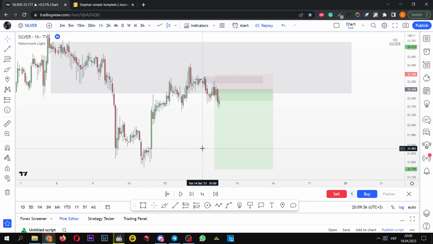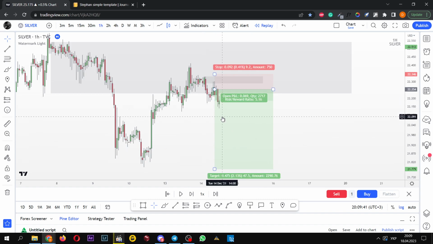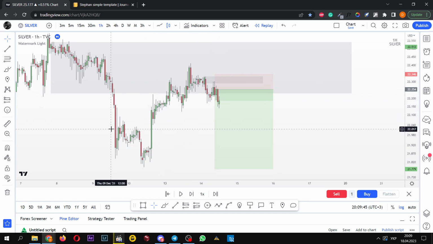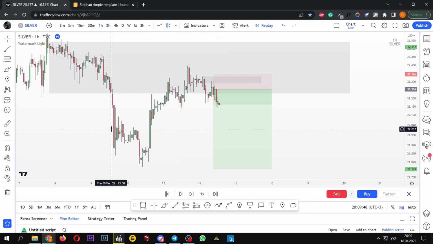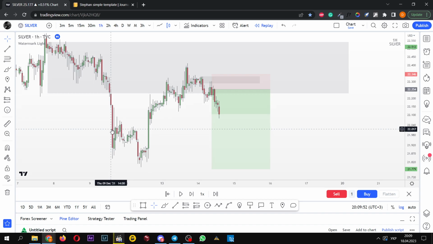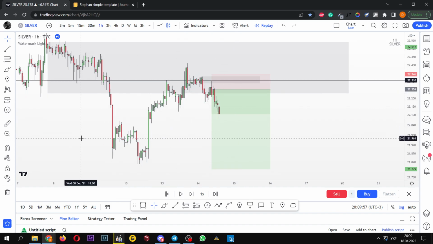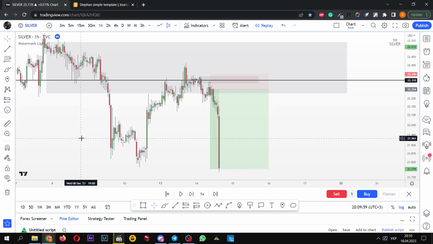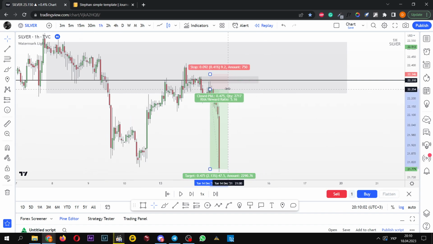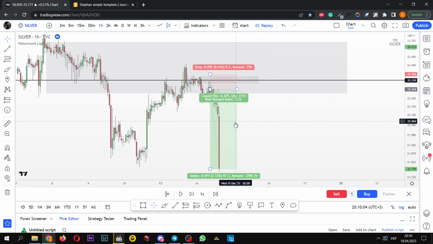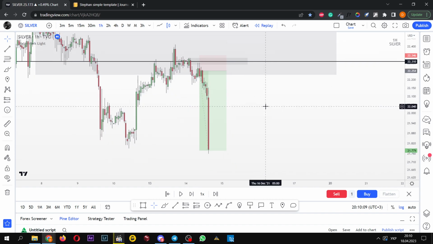Okay, we'll still leave it at full size, but basically one more move down, and then I will move to 0.5. Yeah, no closure there. Okay, so now stop loss moves to 0.5. Okay, nice, nice. So this is a winner for 5R. Of course, if the price would stay here, I would move to break even.